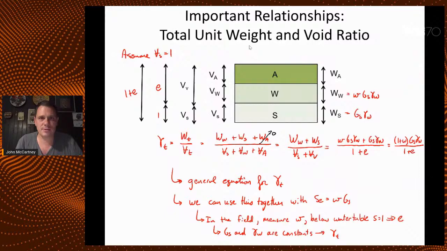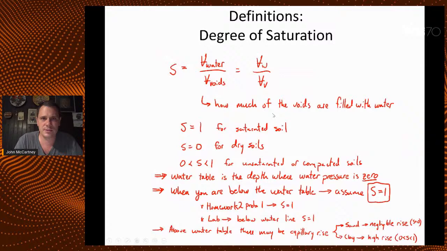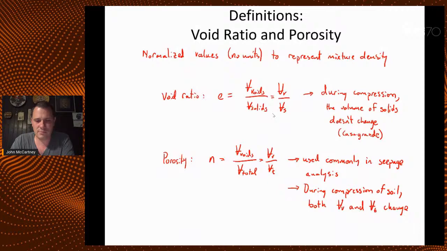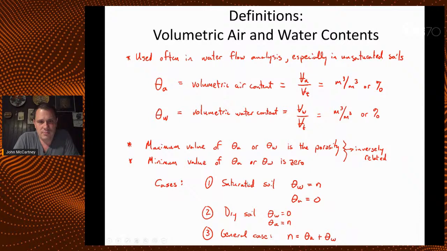Then we look at the different linkages and how we can apply the phase diagram to link the different variables. We talk a lot about the degree of saturation and the porosity, void ratio, and volumetric air and water contents, and use these different concepts to classify the soil into either saturated, dry, or general unsaturated conditions.